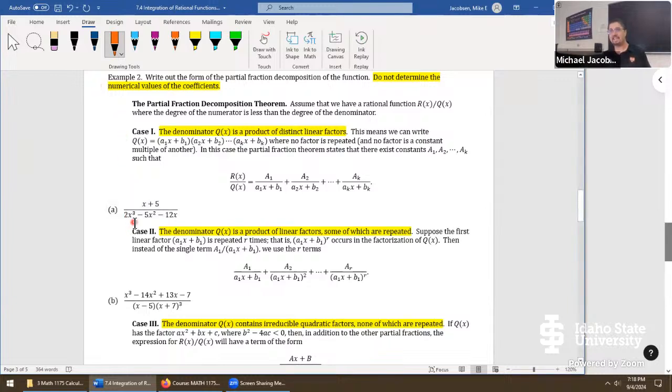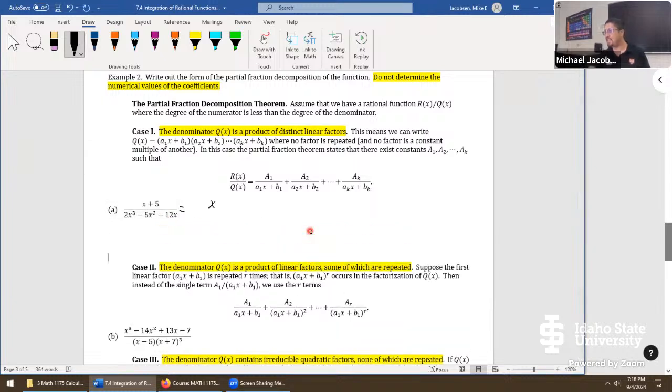First thing we have to do to this thing is we need to factor it. We need to see if we can get a product of distinct linear factors. So it starts off like this: x plus 5, divided by. First thing I'd want to do is just factor out x. So this will be x times 2x squared minus 5x minus 12.